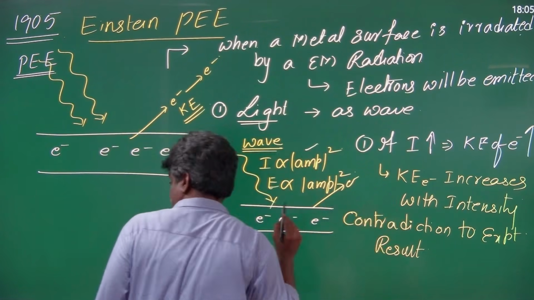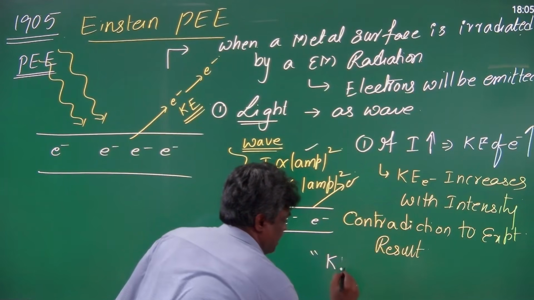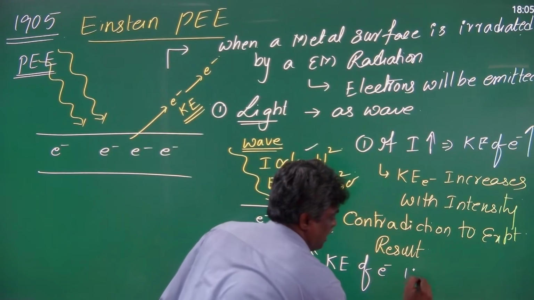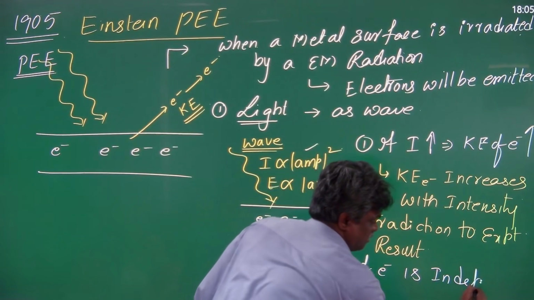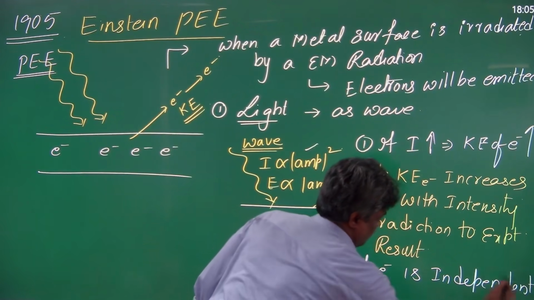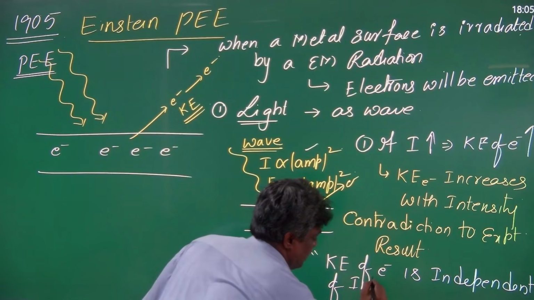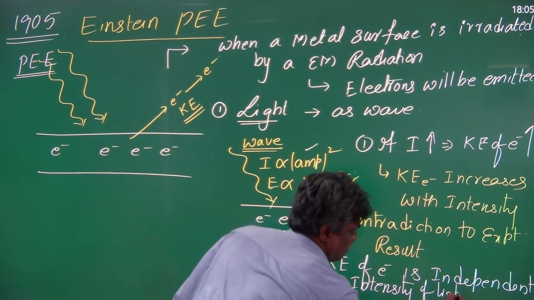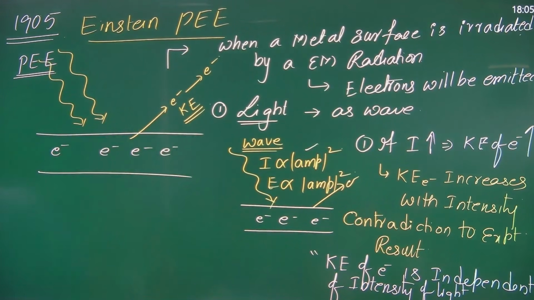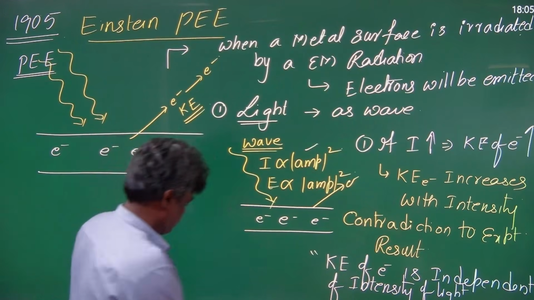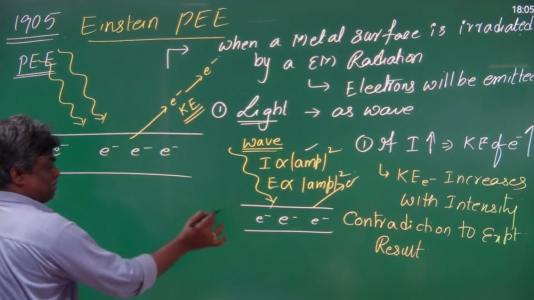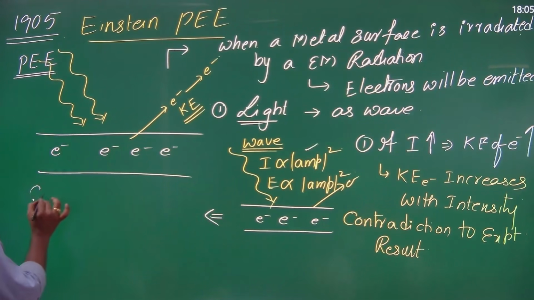So, experimentally, what did they find? Kinetic energy of the electron is independent of intensity. Independent of intensity of light. Sorry. Yeah, the board is not visible. Okay, so I am writing here the conclusion. What is the contradiction?